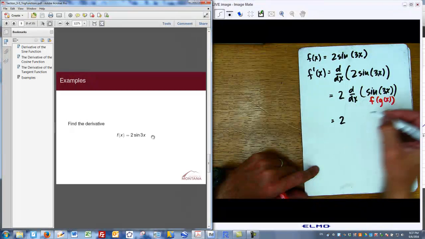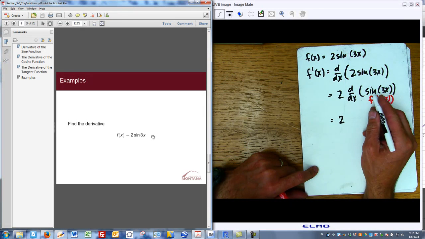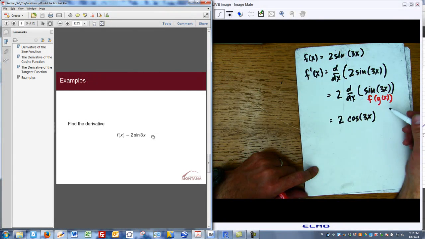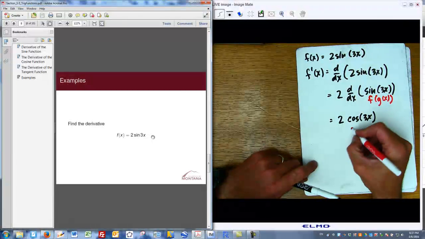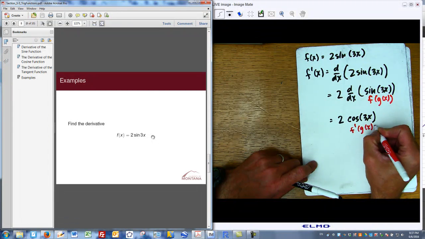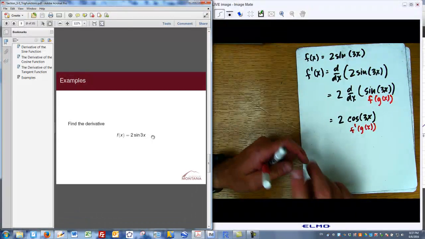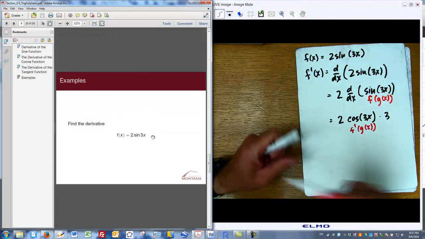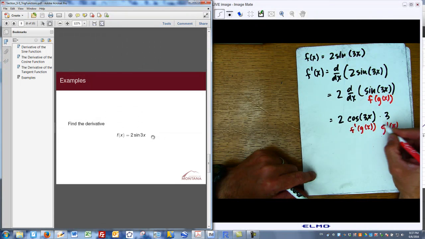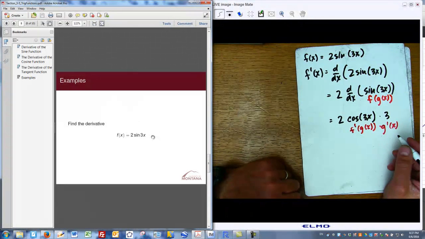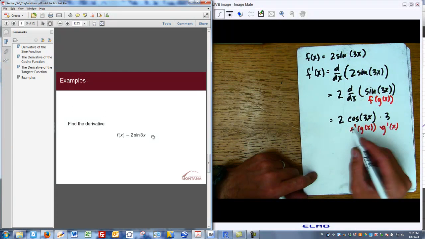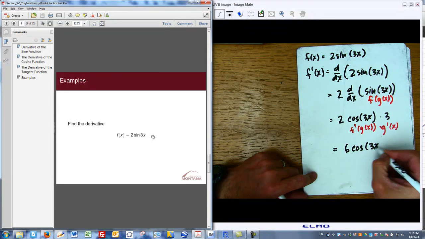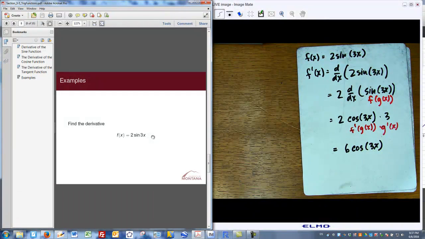So what we'll get there is the derivative of the outside, the derivative of the sine is the cosine of 3x, times the derivative of the inside. So this would be f prime of g of x, and times the derivative of the inside, which is just a 3, so that is just our g prime of x. Classic chain rule. We can simplify this by calling it 6 cosine of 3x.